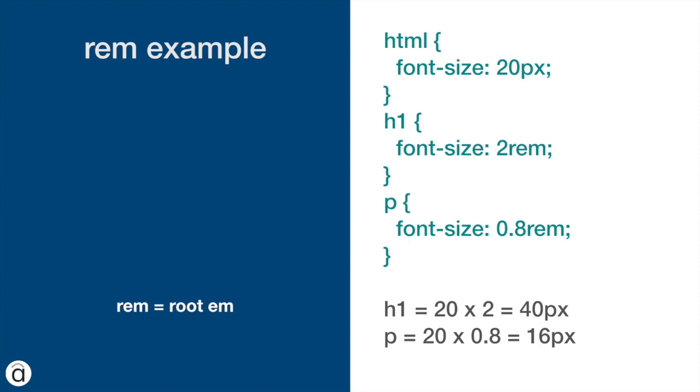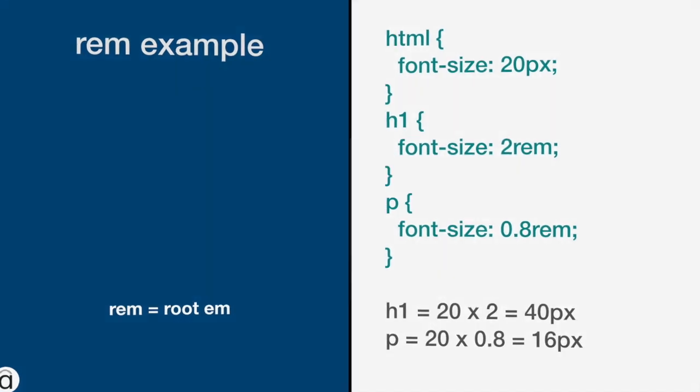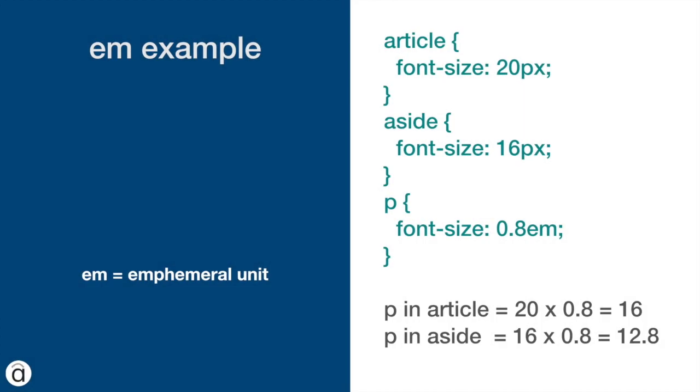The so what is, if we look at the maths at the bottom, the H1 is 20 pixels, which is in the root, times 2, and therefore it's 40 pixels high. The paragraph tags, it's 20 times 0.8, and therefore the font size will be 16 pixels for the paragraphs. Right, so REM is related to the root size, and don't forget that, please. All right. However, the EM, and here's the example.